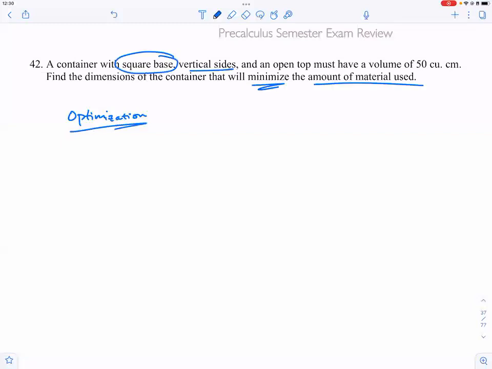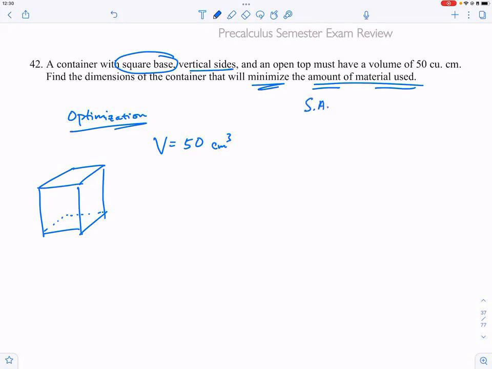So let me go ahead and draw a beautiful box with a square base, which will require a little bit of your imagination. And this whole volume would be 50 cubic centimeters. So it says find the dimensions of the container which will minimize the amount used. Now, the amount used, well, we built this box, so that means we are looking at the surface area.